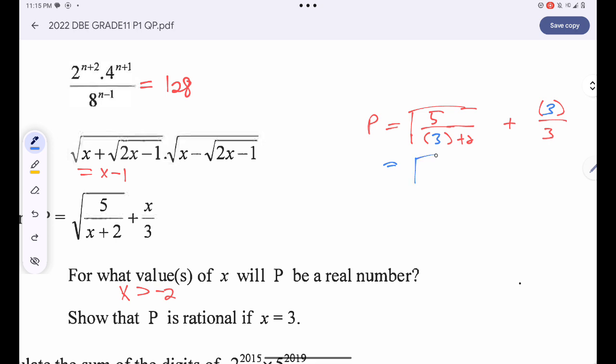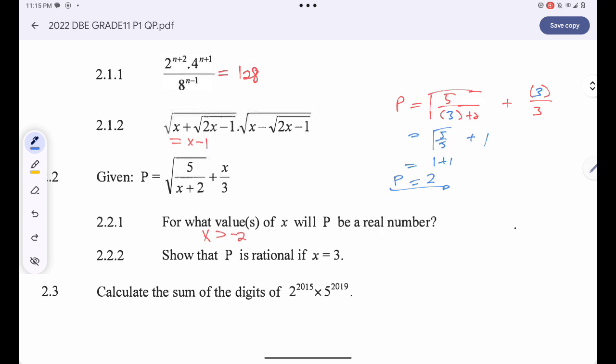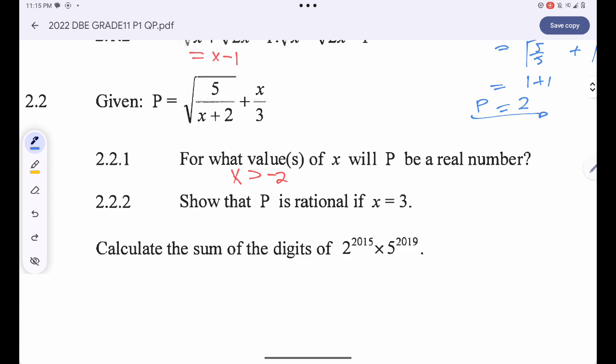So I'll simply have the square root of 5 over 5 plus 1, and 3 over 3 is just 1, right? So I'll have 1 plus 1, which is 2. So p is equal to 2, and 2 is a rational number. Together. So now I've shown that p will be equal to a rational number when x is 3. Are you together? So when x is 3, p is equal to 2, which is a rational number.